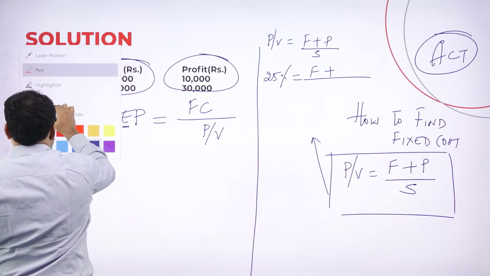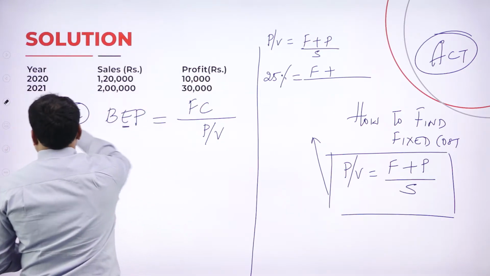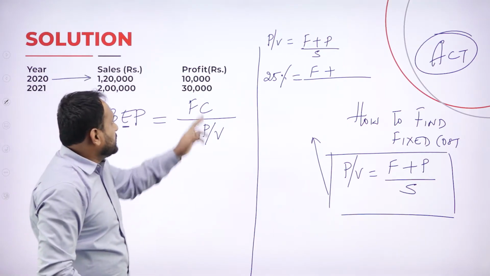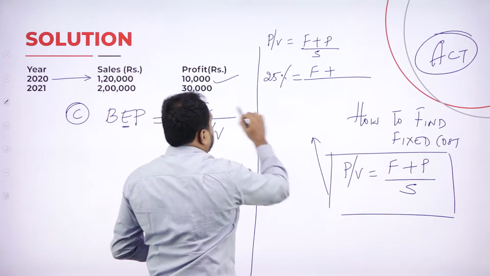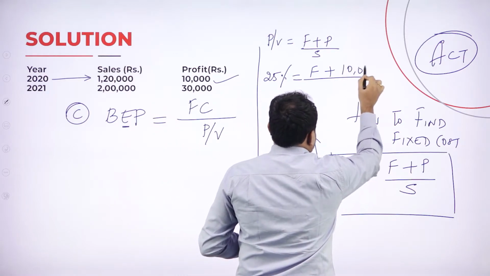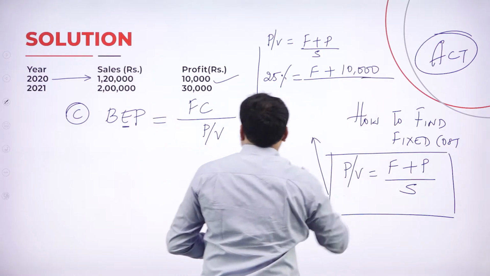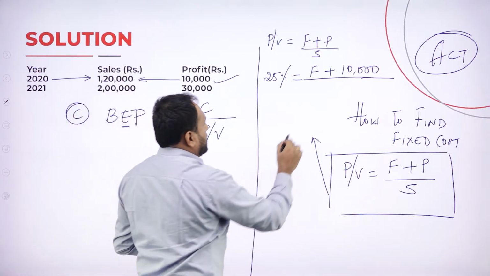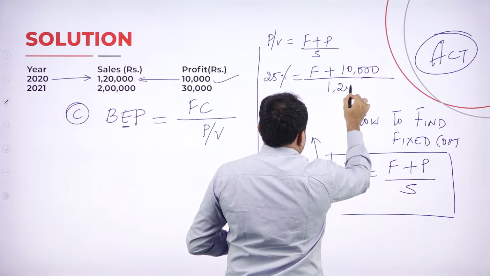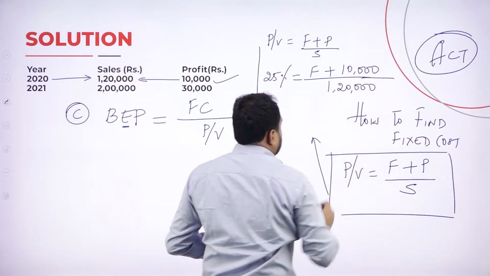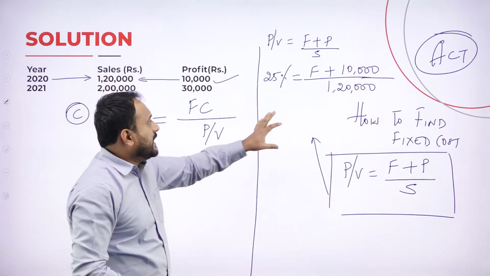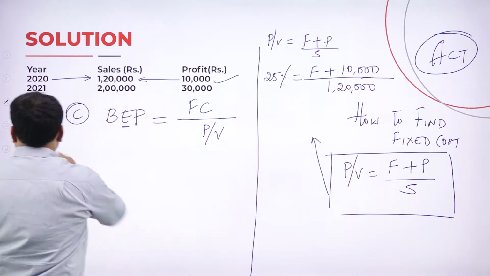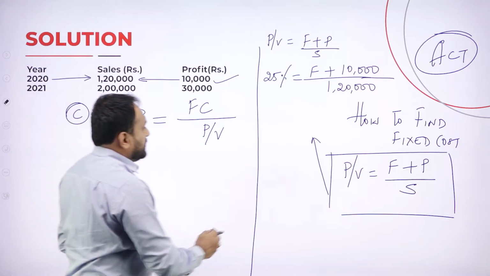Now example here, if I take 2020, the profit is how much? 10,000. So I'll write here 10,000. Now the same year sales is how much? 1,20,000. So I'll write here 1,20,000. Now I'll substitute. The minute I substitute, I'll get my fixed cost.